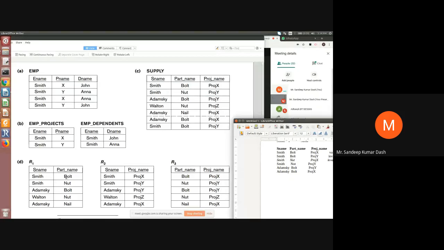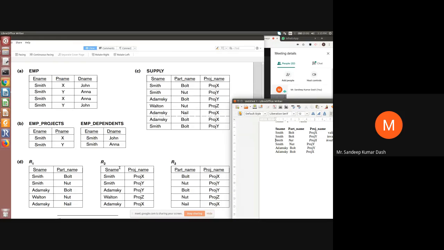Suppose Smith bolt will be combined with Smith project X. Okay, then these two can be combined with... suppose for Smith I am considering Smith bolt. That means you have to combine one by one. R1 will be combined with R2. That result will be combined with R3. Shall we try?